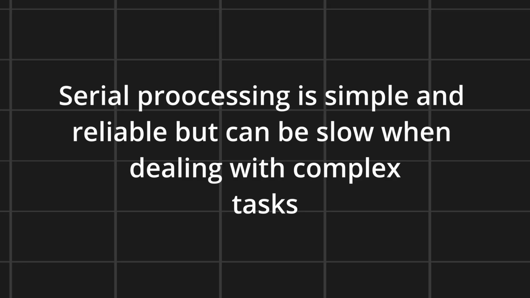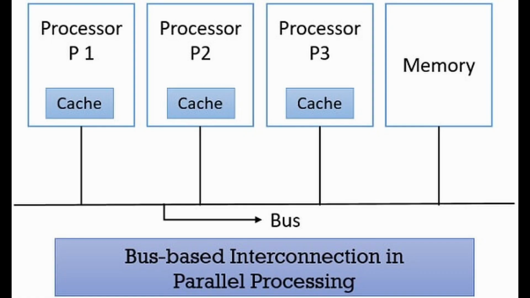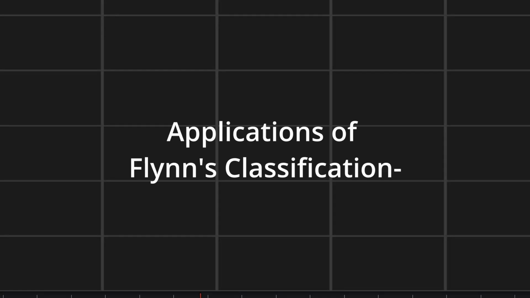While serial processing is a simple and reliable method of computing, it can be slow and inefficient when dealing with complex tasks that require a lot of processing power. That's why modern computers use parallel processing, which allows multiple processors or cores to work on different tasks simultaneously, resulting in faster and more efficient computing. Now we see the applications of serial processing.